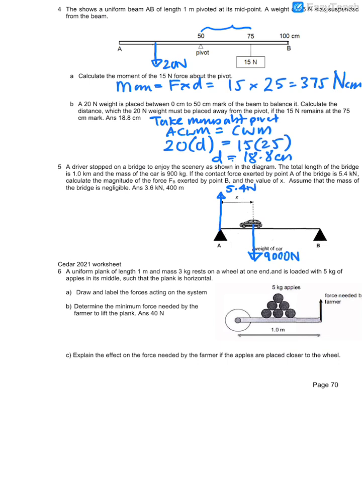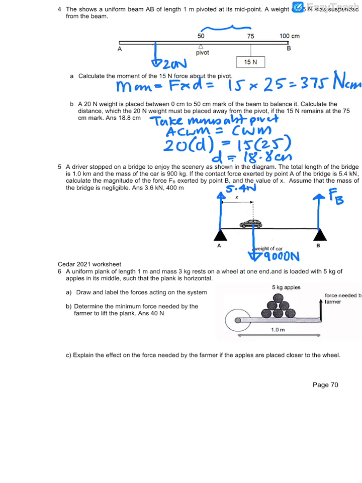One more force. Where? B. Also 5.4. How will you know B? It's not 5.4. It's unknown. Oh, you don't know what it is. Okay? But you can easily find it out.